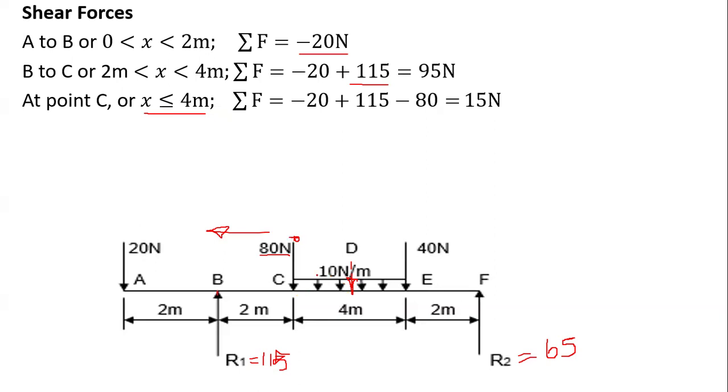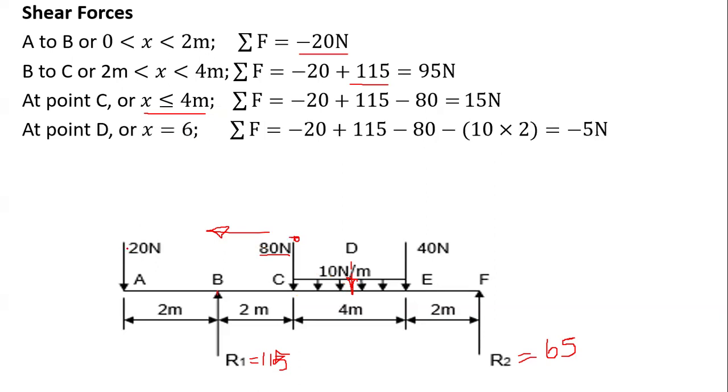It's a downwards force, so it's going to be negative. Next is negative 80. We have positive 115 and negative 20, in that order, or like this. So here I'm at x is equal to 6, or 6 meters from the left end, which is point D. This is where I'm saying I have negative 20. I have positive 115. I also have negative 80.